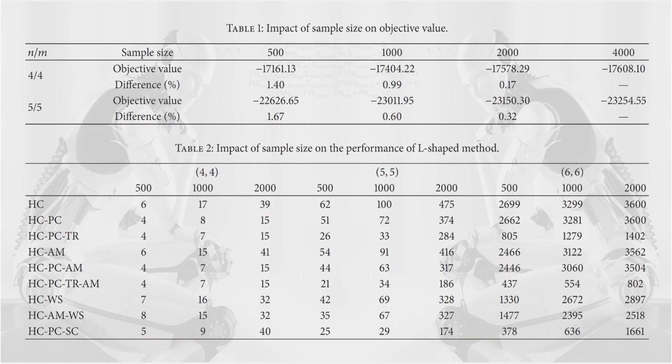The result shows that the solving time increases as both the problem scale and sample size increase. Furthermore, for small size problems, different enhancement combinations have similar performance. However, when problem size increases to n,m equals 6/6, the performance of HCPCTRAM becomes much better than others. The coding presents the mnemonics of the experiments carried out.